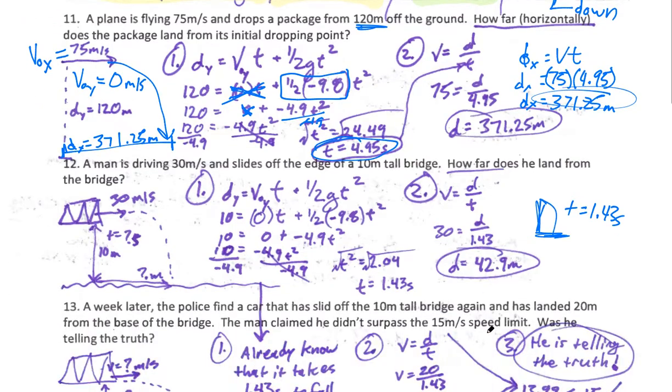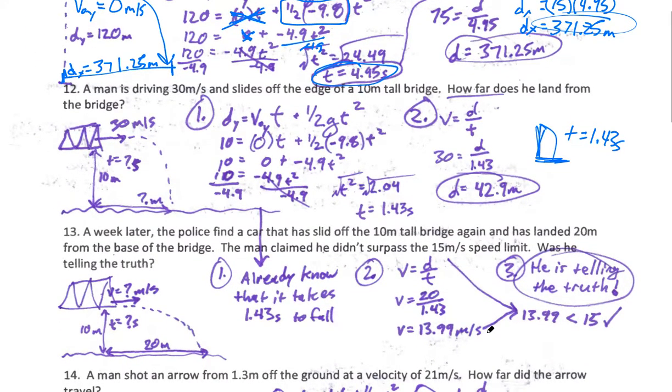All right. Moving on. The next one is pretty much the same process. We know it's the same bridge from before, so it's going to take 1.43 seconds for the object to hit the ground, in this case the car.